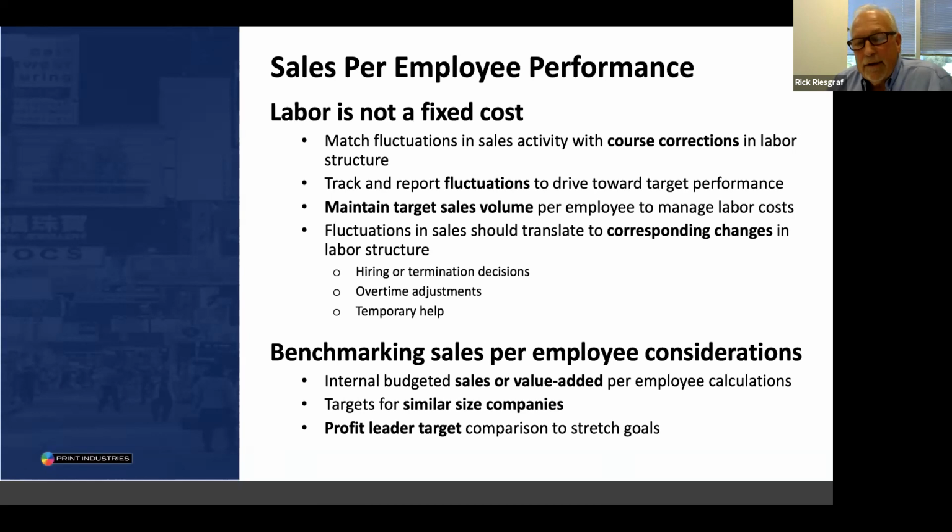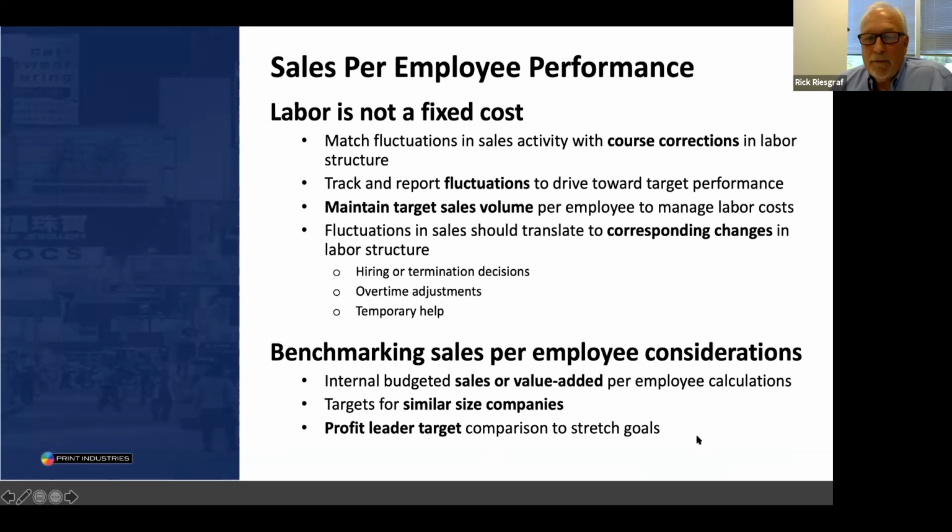There could be a very temporary downward turn in sales, and you're not going to make those adjustments in labor because you'll end up hurting yourself a few weeks down the road when you're trying to hire people and somebody else has snapped up your people. But it is important to not assume it's a fixed cost, and that we should be looking at those fluctuations in the hiring, termination, managing overtime, and temp help. We'll get into that in a minute too.